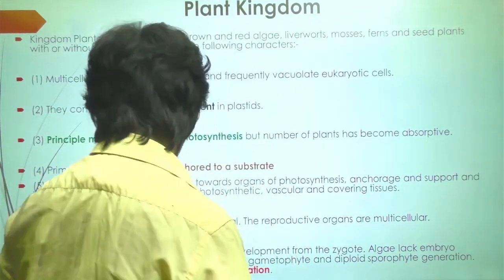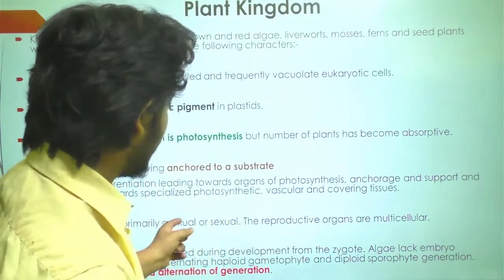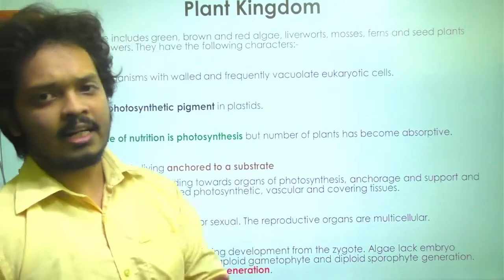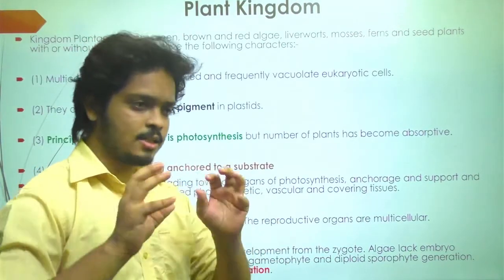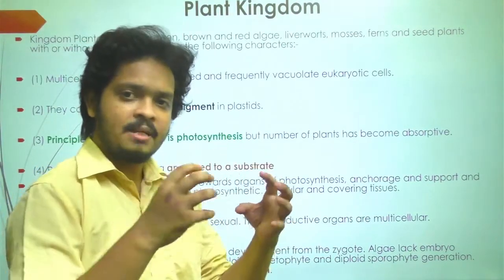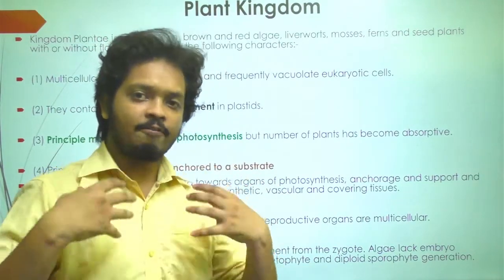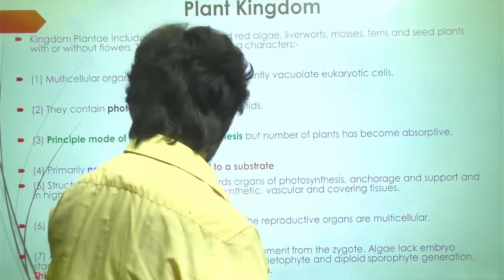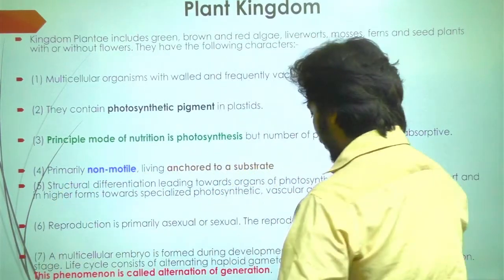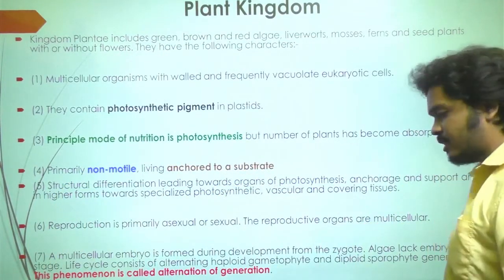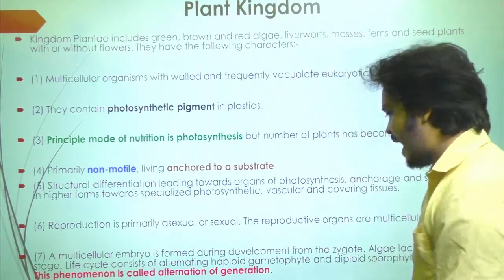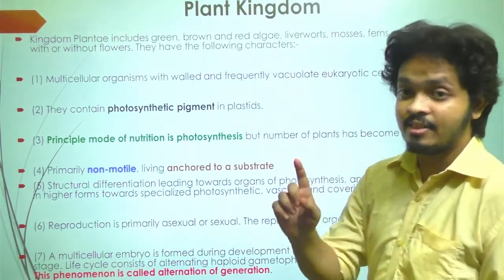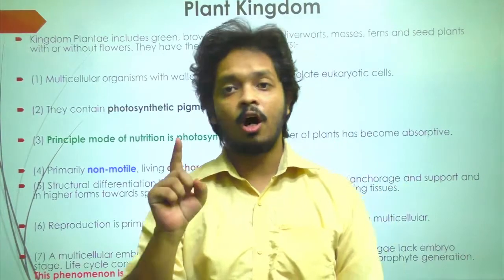Now, a multicellular embryo is formed during the development of the zygote. It is very simple, very clear. The two gametes meet and form a zygote, and after the zygote, it forms an embryo. Algae lack an embryo stage. The life cycle consists of alternating haploid and diploid phases. That is the reason why it has alternation of generation.